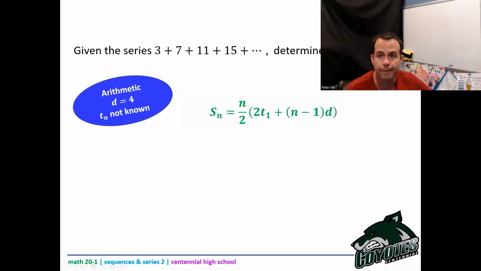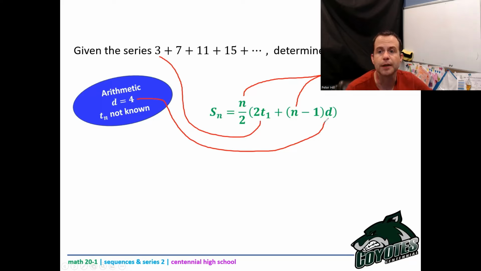I know 50 is my n, so I'm going to plug that in for n here, and I'm going to plug it in for n there. I know my first term is 3, so I'll plug that in right there. And I know my common difference is 4, so I'm going to plug that in right there. Okay, so I'll plug all those things in and then just do the math.